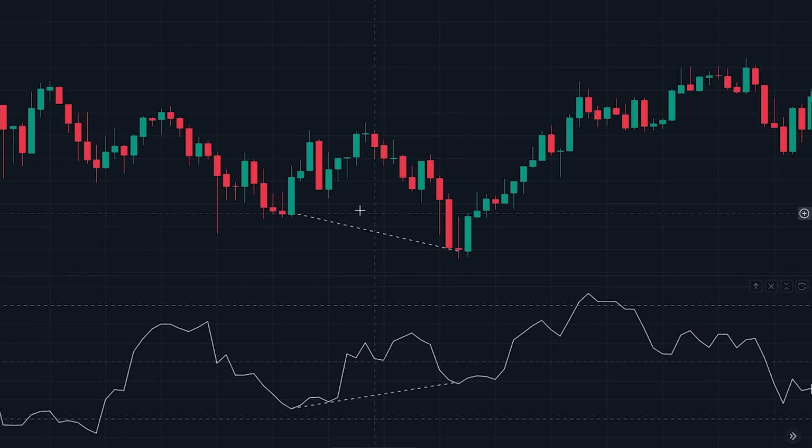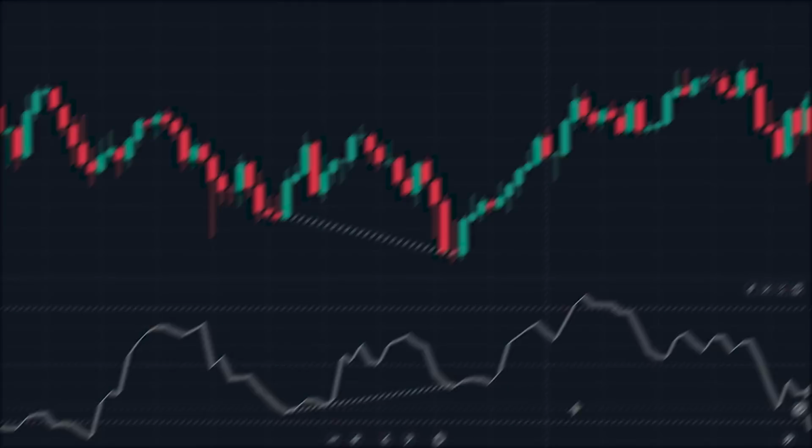Now that you know exactly how the money flow index can be read and used, let's take a look at a profitable strategy to combine it with.